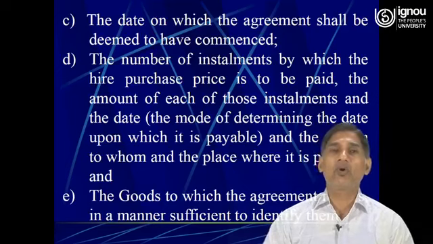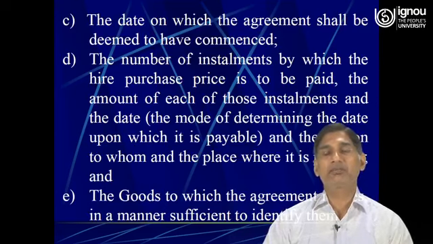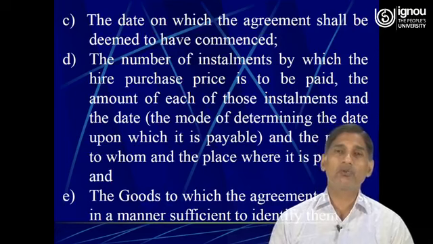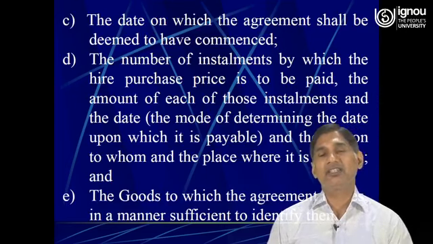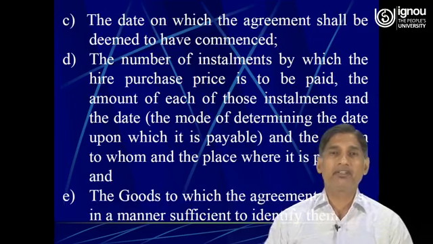It means on which date the installment will be paid. So here, the mode of determining the date upon which it is payable, and the person to whom and the place where it is payable. It must also be clearly stated the name of the person to whom the installments will be paid, and the place where the installment will be paid must also be mentioned.